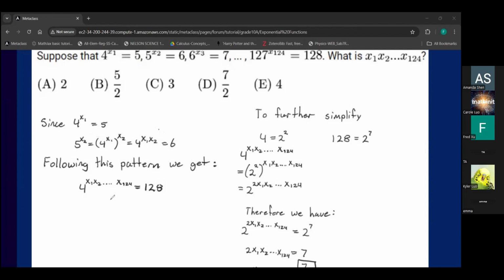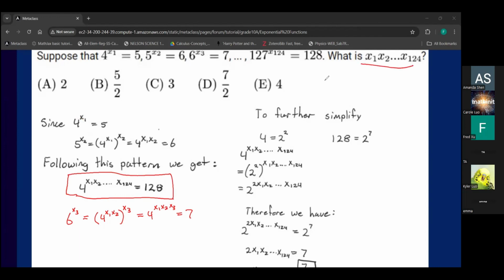Right? And if you don't believe me, well, we have 6 to the power of x3. Right? We are subbing in this. So we have 4 to the x1 x2, all this to the power of x3. This is 4 to the power of x1 x2 x3 is equal to 7. Right, so as you can see here, we can use 4 as the base for all the numbers.